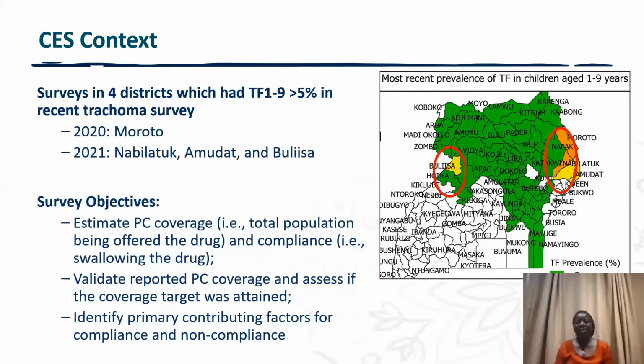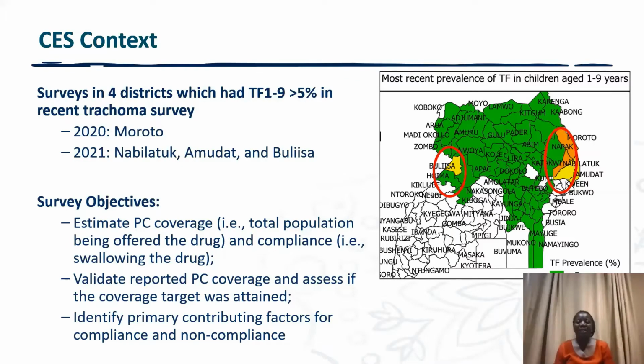We carried out trachoma surveys in 4 districts that had TF prevalence of greater than 5% amongst children aged 1 to 9 years old. These surveys were carried out in the year 2020 in Moroto and 2021 in Abilatuk, Amdat, and Bulisa. As you can see from the map, Bulisa district is found on the western side of Uganda, bordering Democratic Republic of Congo, while Moroto, Nabilatuk, and Amdat are found in the Atekel region, bordering Kenya.